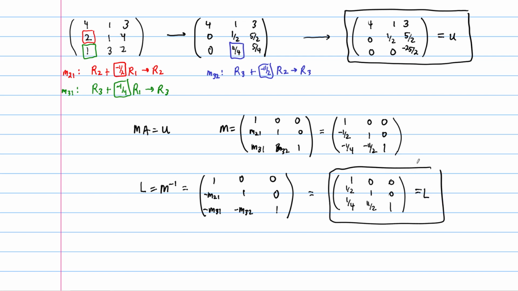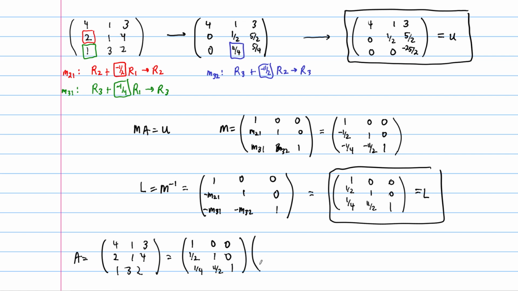And so the key here is that we have now written our matrix A, right? We have now factored it into a product of a lower triangular times an upper triangular. So it's [4, 1, 3; 2, 1, 4; 1, 3, 2], and this equals, in the factored form, [1, 0, 0; 1/2, 1, 0; 1/4, 11/2, 1]. And then the upper triangular has no rules about the diagonal.